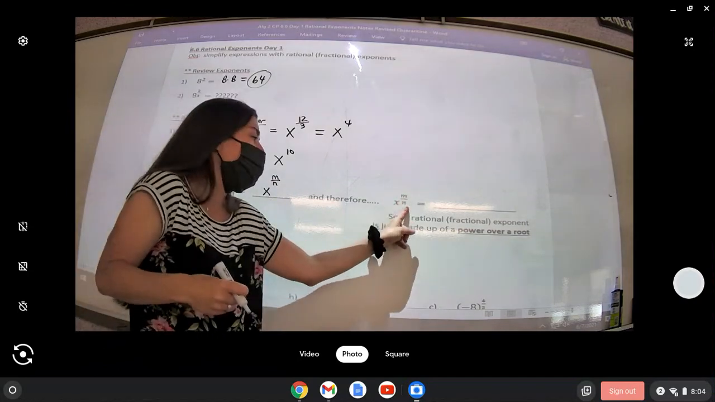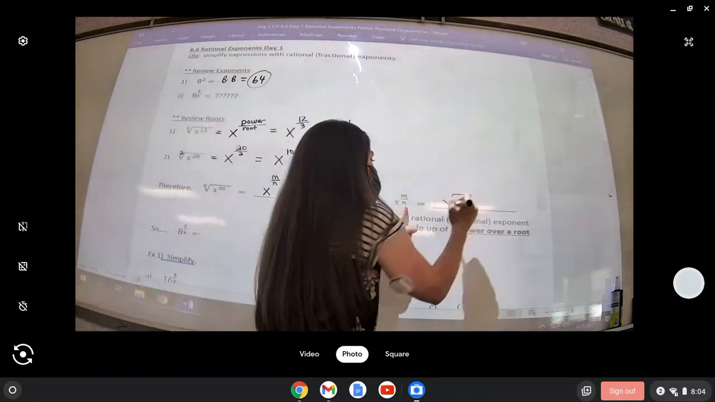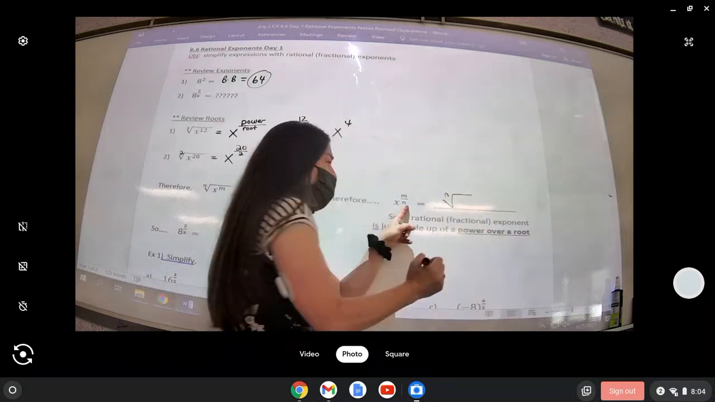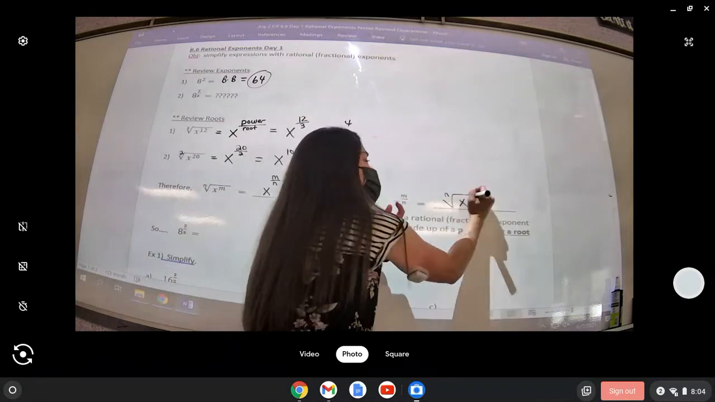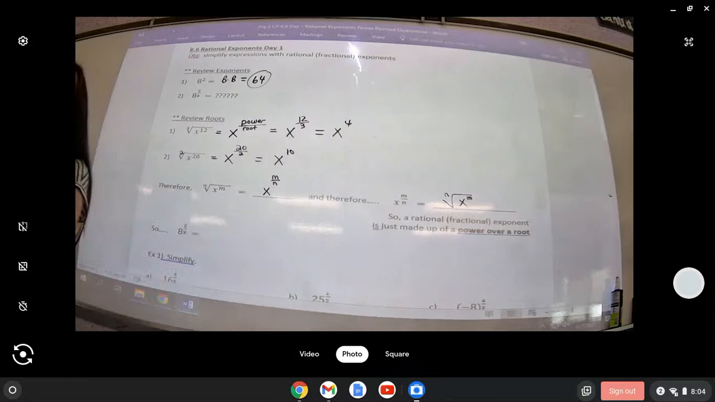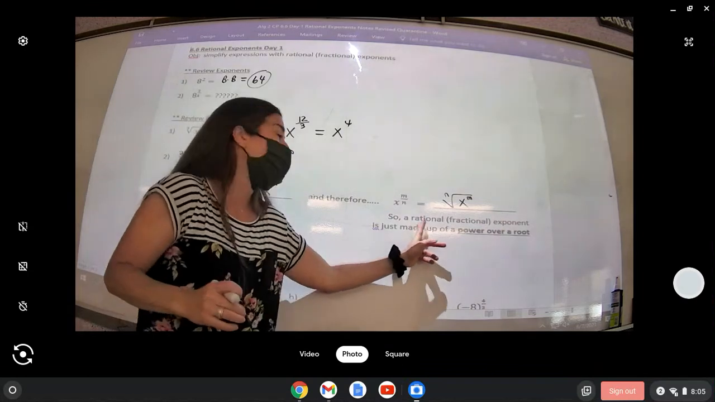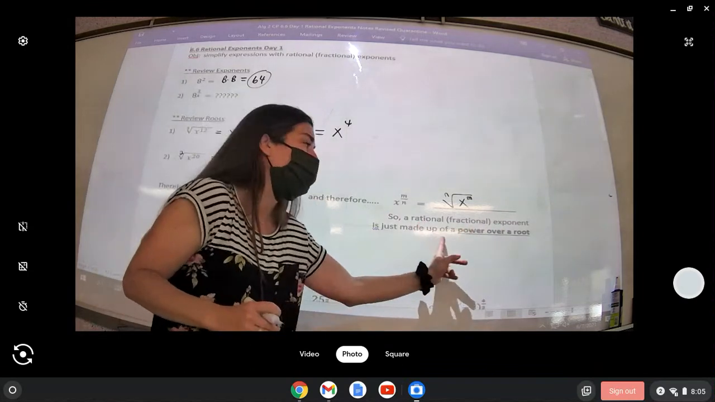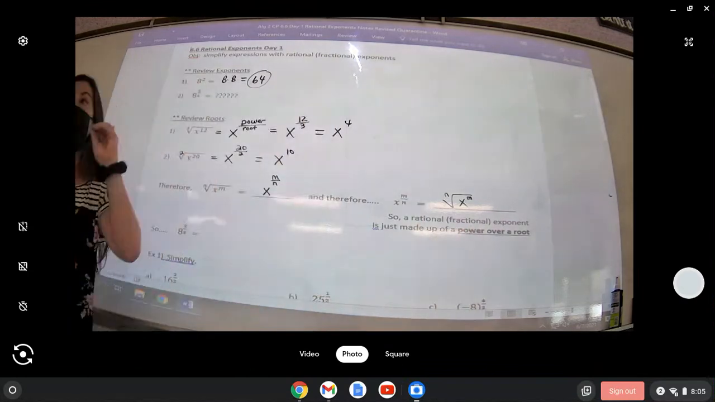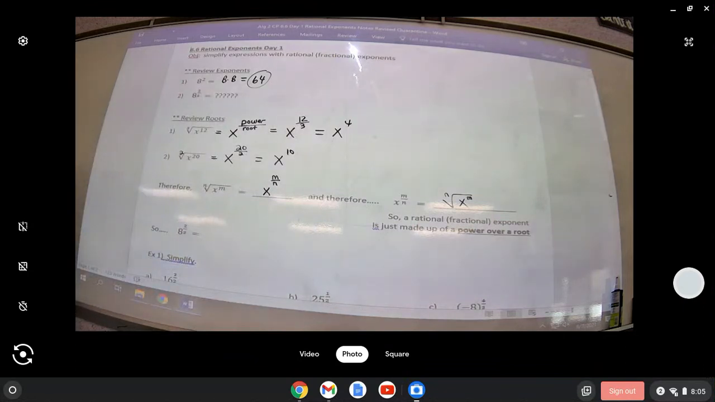So x to the m over n is going to turn into the nth root of x to the nth power. You're able to turn it back into that power and root. So a fractional exponent is just made up of a power over a root. And we're going to have to convert backwards this time.